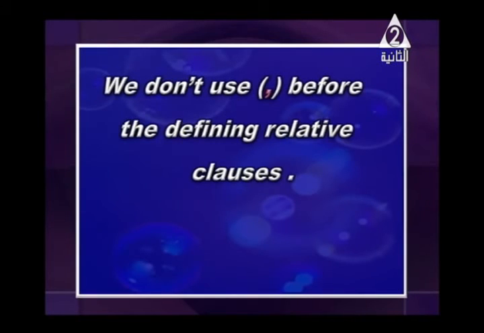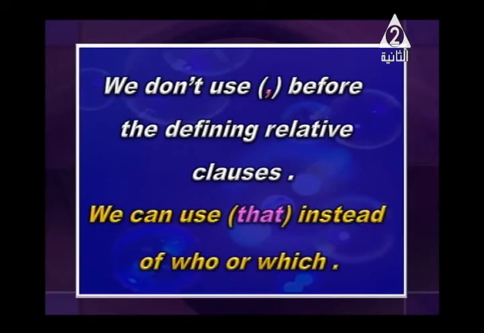Let's see here, we don't use commas. Actually, in these two examples, we didn't use any commas before the defining relative clause. We can use that instead of who or which, as I said before. So we can use that instead of the person, and use that instead of the things.